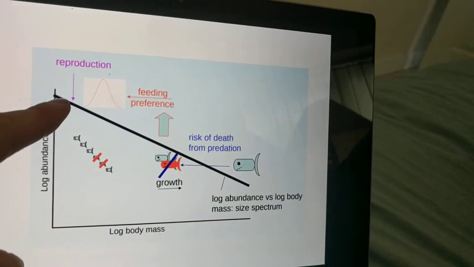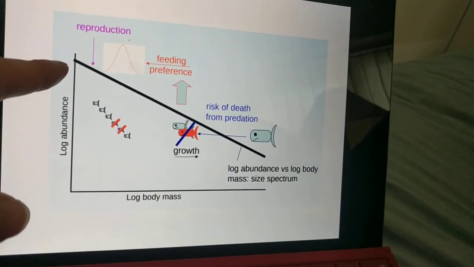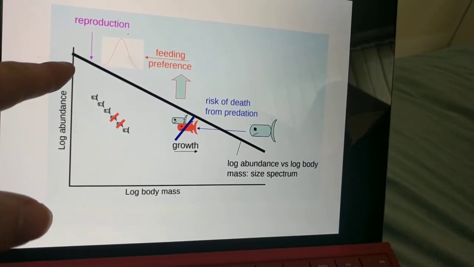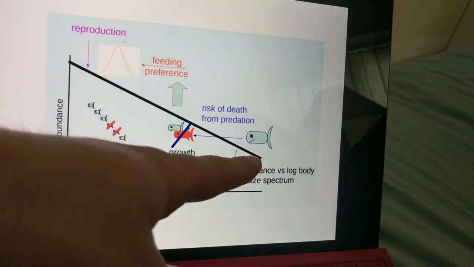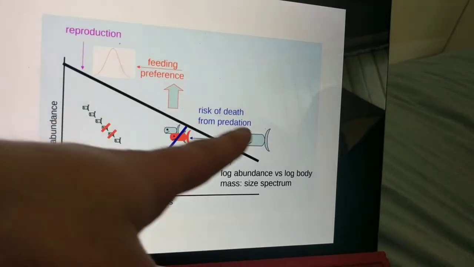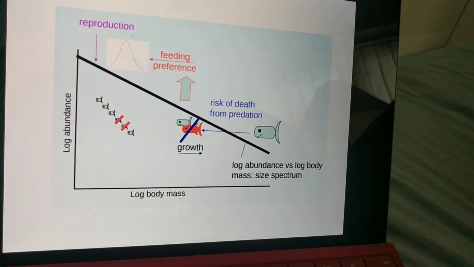And we also have reproduction. So if we want to work out how much inflow there is of new organisms at this side, we have to sum over the abundance of the mature fish. I shall explain that in more detail later.